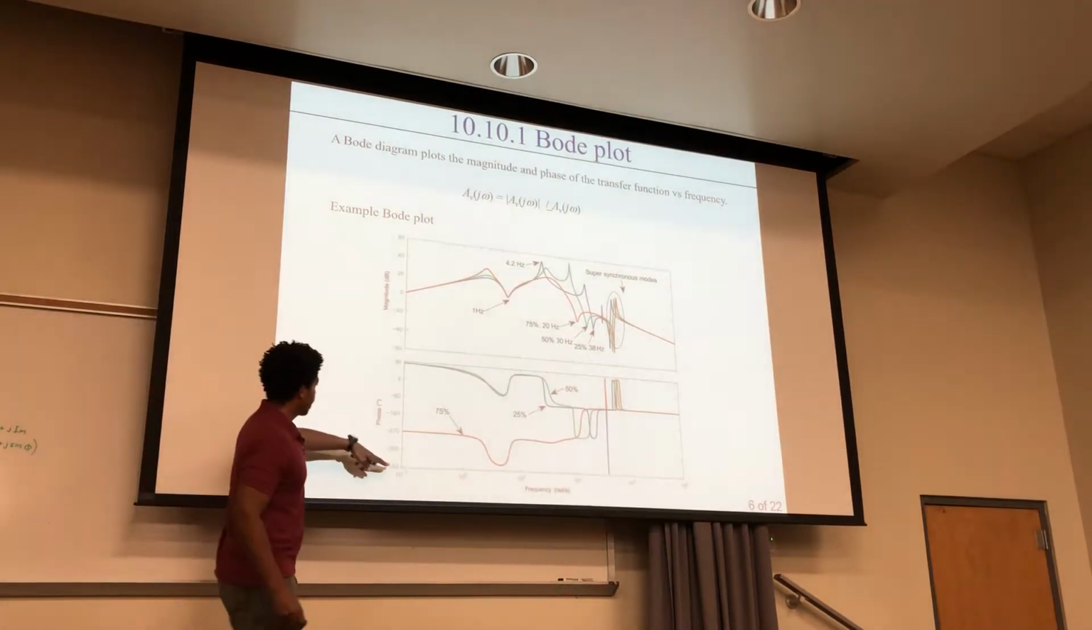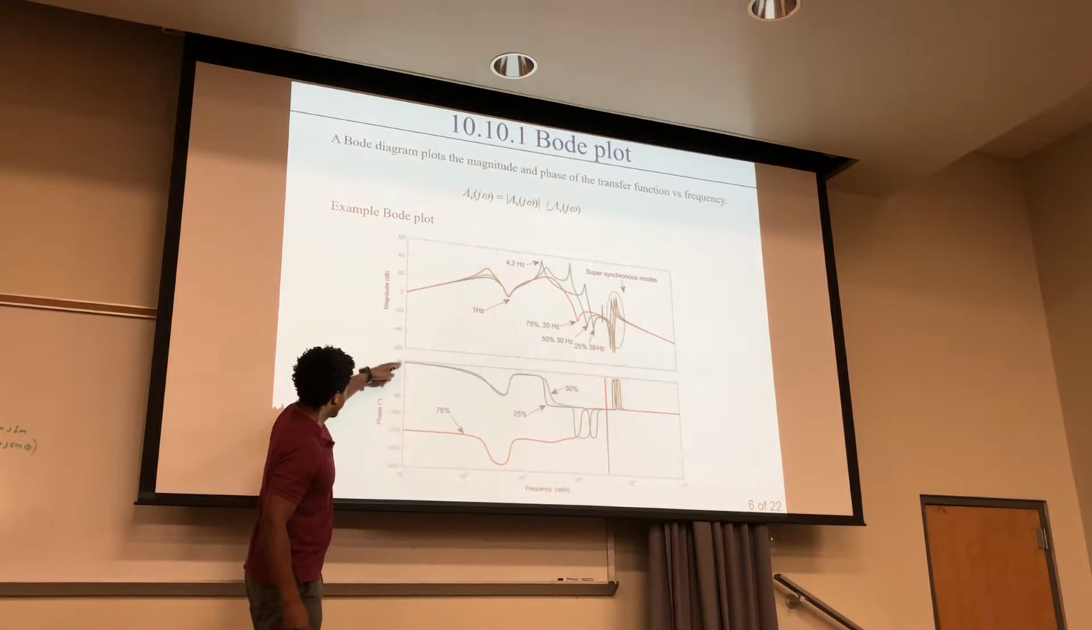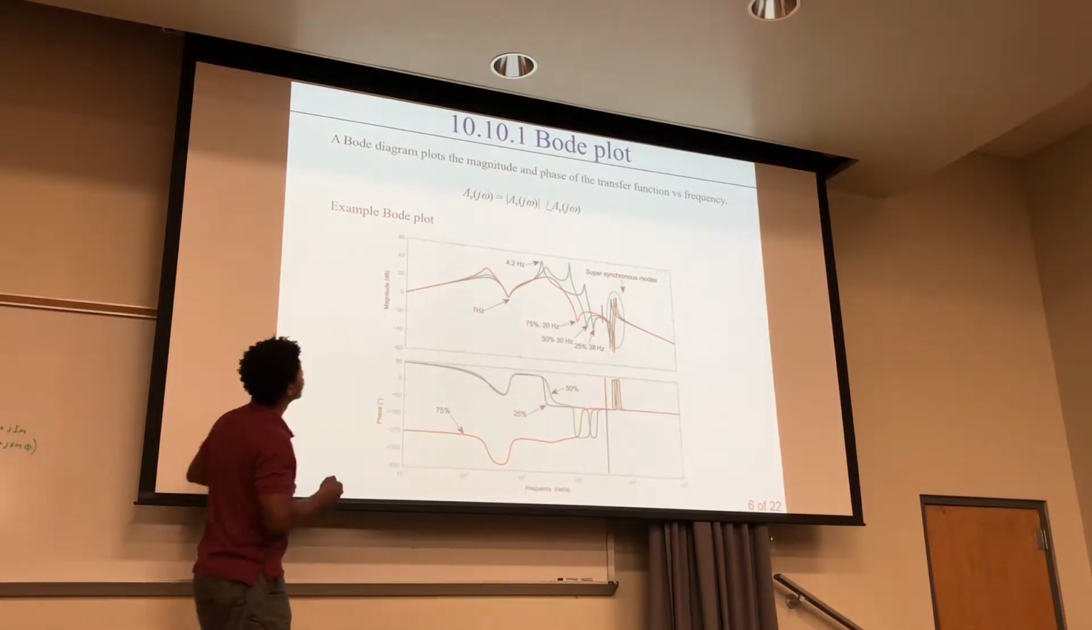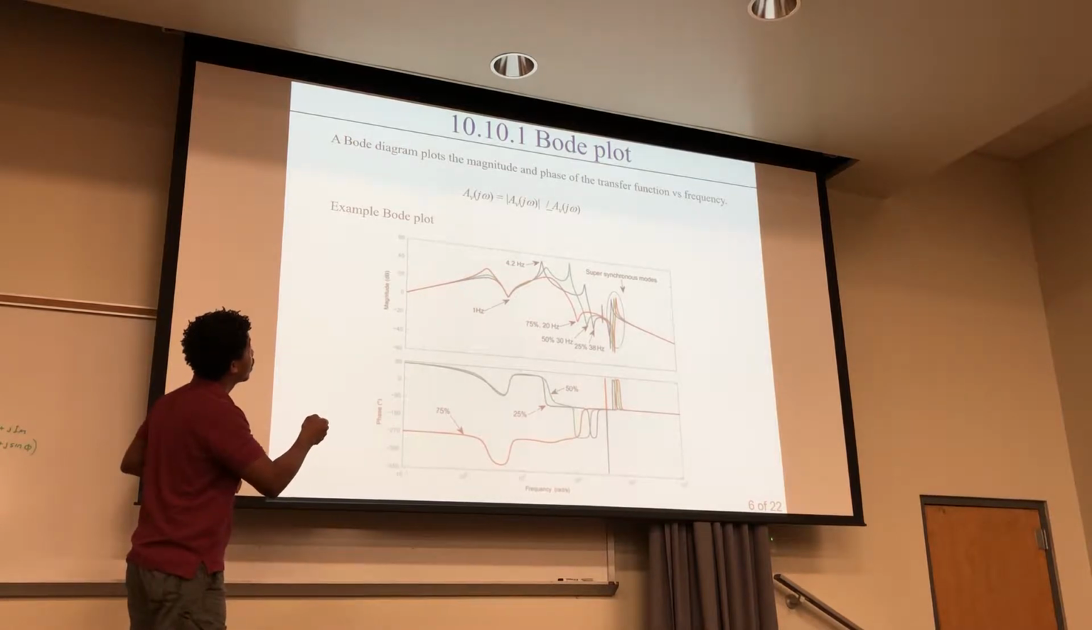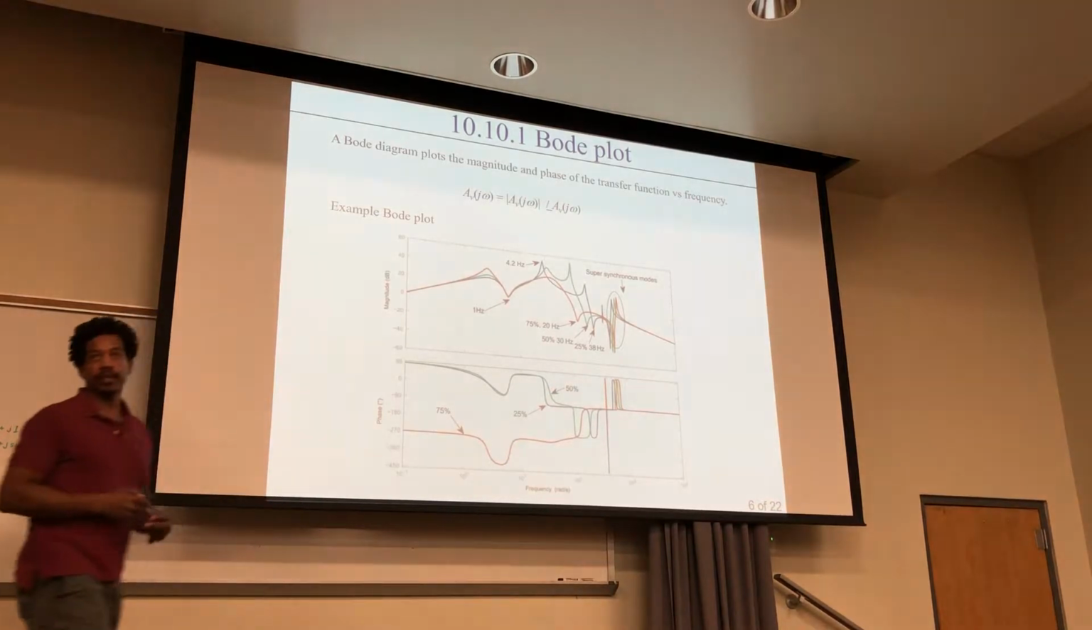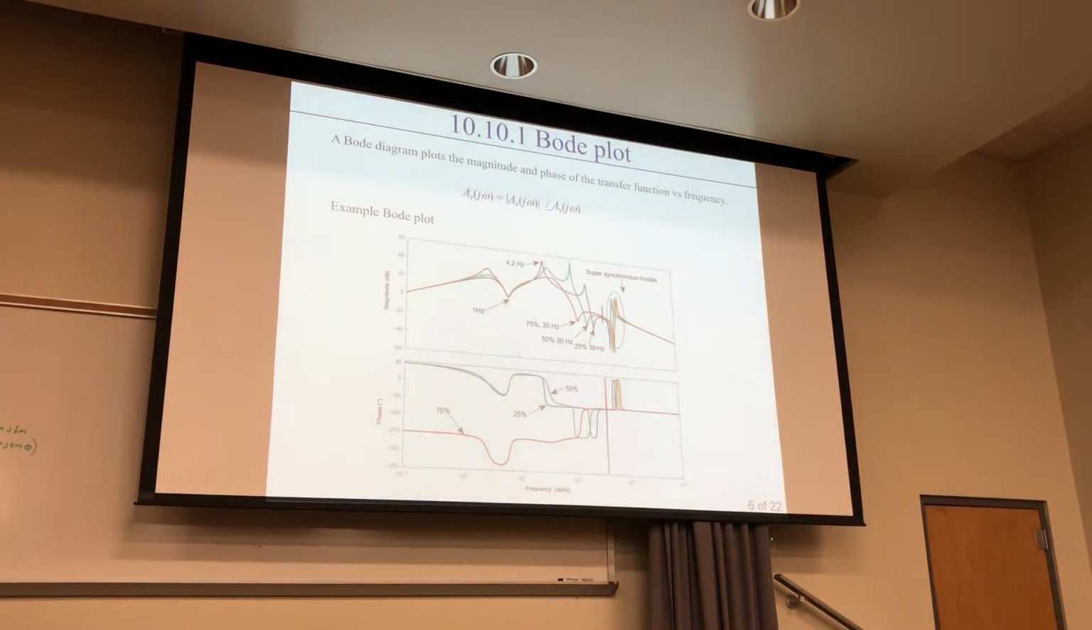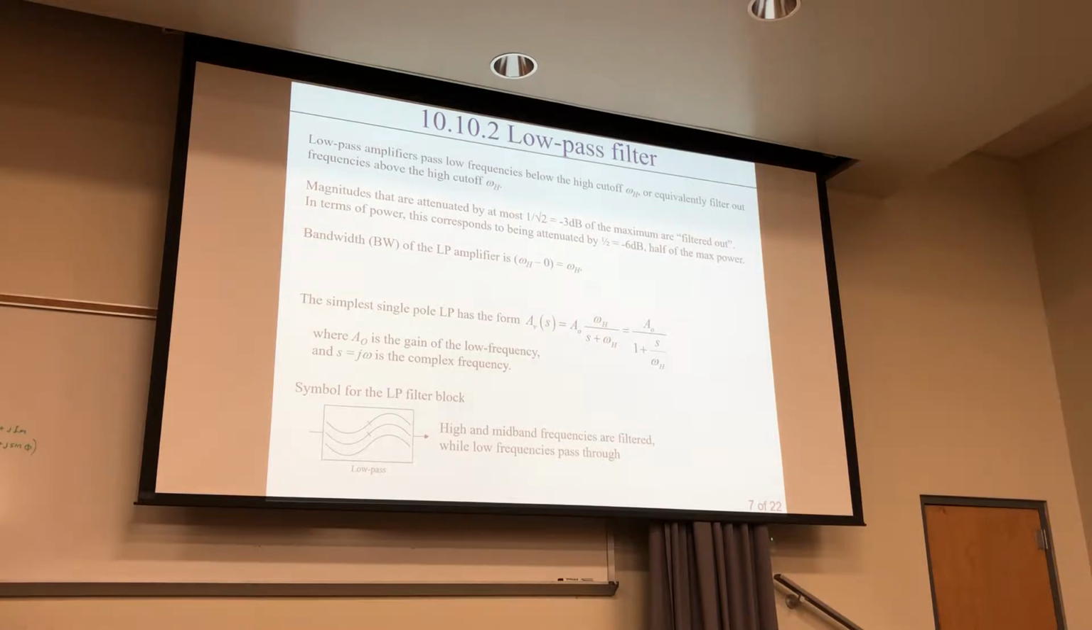If you're doing phase, these are angles right here, and that's magnitude, and we'll look at both of those. So this part right here is being plotted on this one. This phase right here is being plotted on that one. Okay. So let's look at a low pass filter.